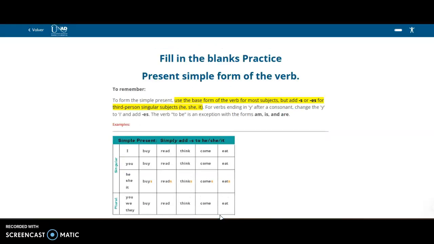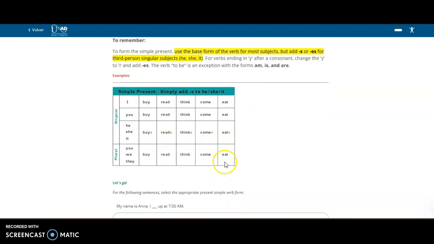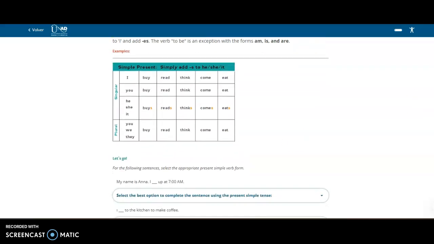Then students are going to fill in the blanks and practice the present simple form of the verb. In that case, students are going to read about this one. When we talk about singular, in this case we are going to focus on he, she, the third person. We need to add s, es, or ies. In that case, we need some activities here.